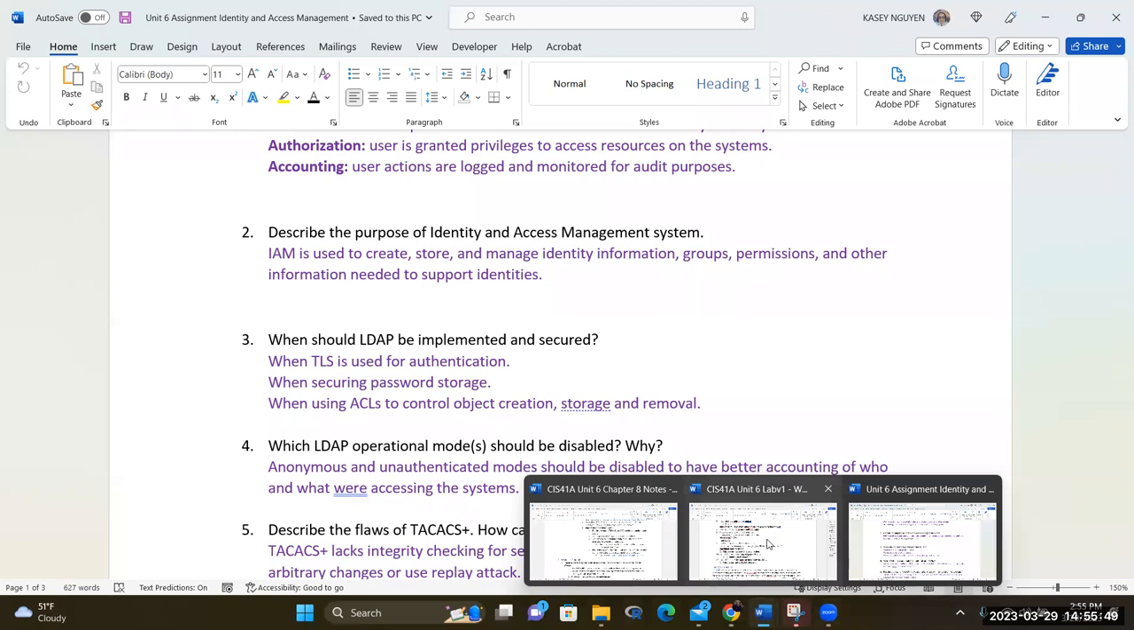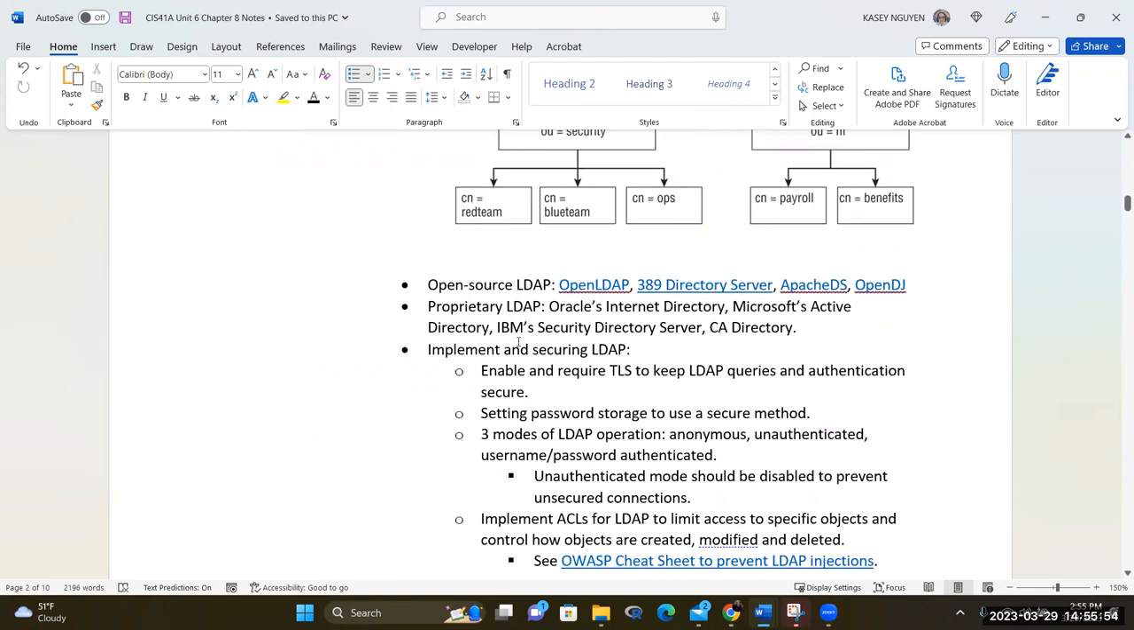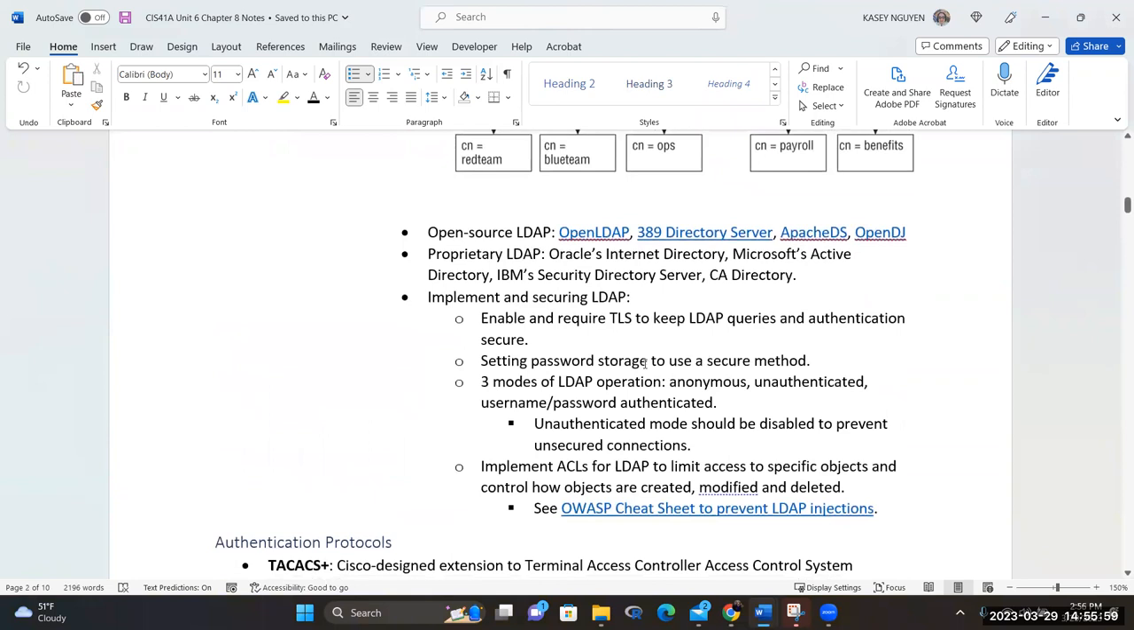Okay, so this section talks about LDAP, that's on page two. And in LDAP, there are multiple modes. Most of the time you would see that we would use operation mode, and operation mode simply is the way that we can access the content of LDAP. Anonymous is a mode that we can use without logging in, right? Or unauthenticated is also a mode that we don't need to log in.